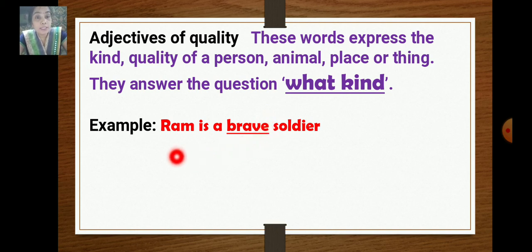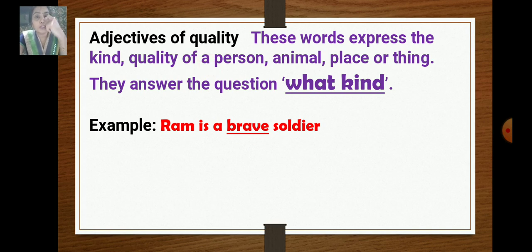So in your exam, any sentence will be given and your options will be adjectives of quality or adjectives of quantity or adjectives of number. Any kinds of adjectives will be there, and you will be asked to identify which kind is the underlined word. So according to the sentence you have to find out. So if you get the answer to the question what kind, read the sentence again and again. Ram is a brave soldier. So ask yourself, what kind of soldier? He is a brave soldier. So this is the adjective of quality.